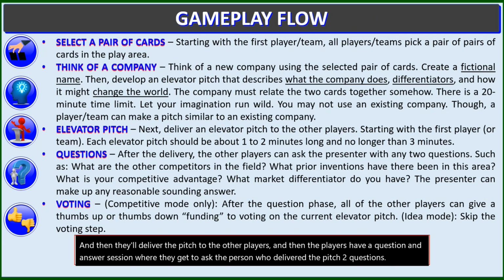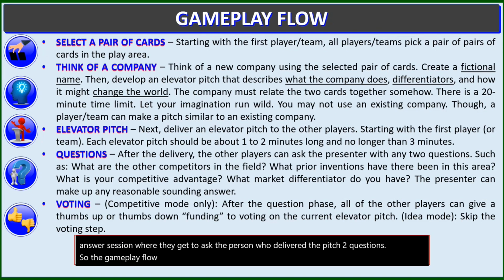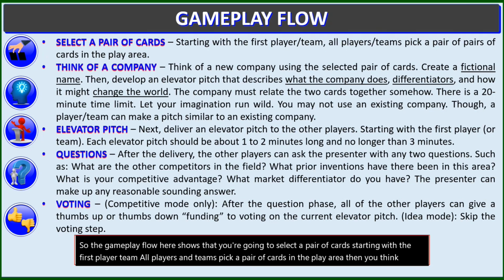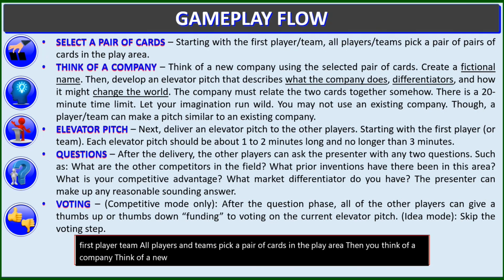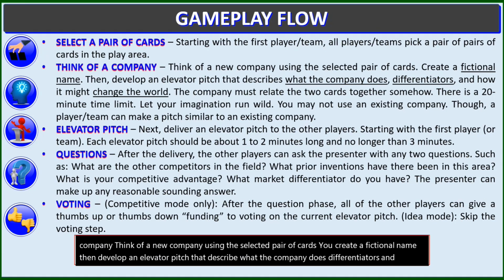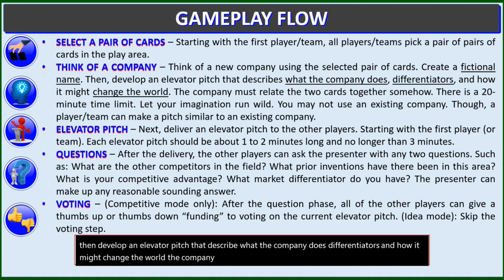So the gameplay flow here shows that you're going to select a pair of cards, starting with the first player team. All players and teams pick a pair of cards in the play area. Then you think of a company. Think of a new company using the selected pair of cards. You create a fictional name, then develop an elevator pitch that describes what the company does, differentiators, and how it might change the world. The company must relate the 2 cards together somehow.